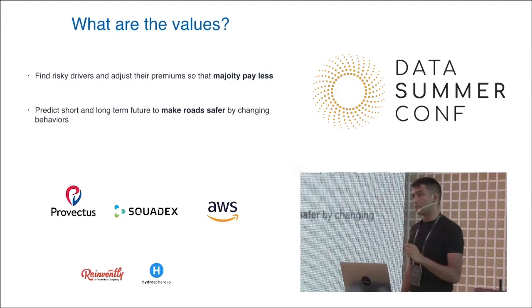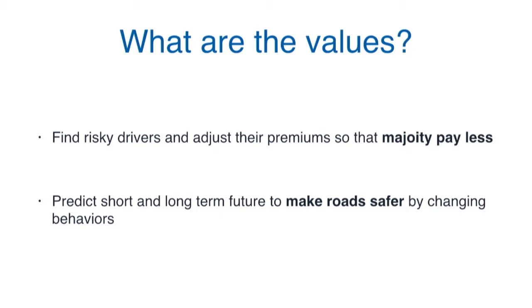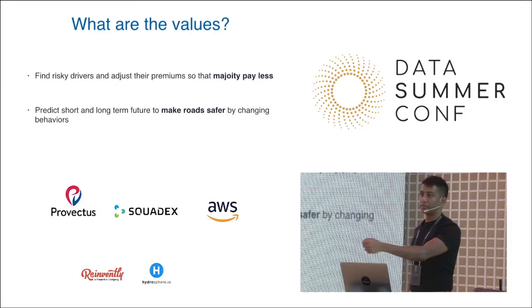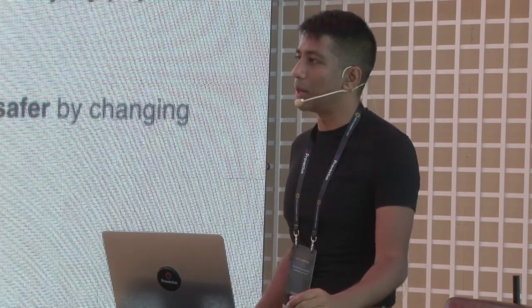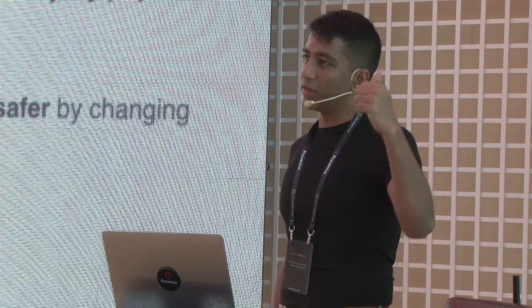That would mean the majority of us will end up paying less, because there are only 1% risky drivers for whom we basically end up paying more. And that is a value for all of us. So what happens is there is 1% who are bad drivers who cause accidents, for whom the rest 99% pay high. Now, if I could identify those 1% and increase their premium, then the rest of us end up paying less. That's a clear value for almost everyone. And who doesn't want to use that? Who doesn't want to pay less? So that's a clear first value.